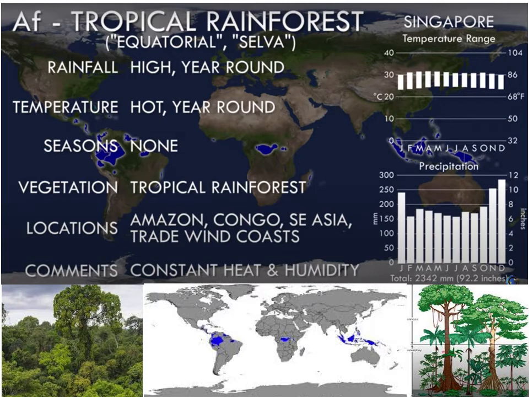First one is Af, tropical rainforest. Tropical rainforest, also called equatorial forest or selva, which is the Spanish name for jungle. This occurs only in the tropics, at lower elevations, and it is rainy and hot throughout the year. The famous rainforest has the biggest biodiversity on earth. We have heard about the Amazon forest, and all of it comes under this tropical rainforest.